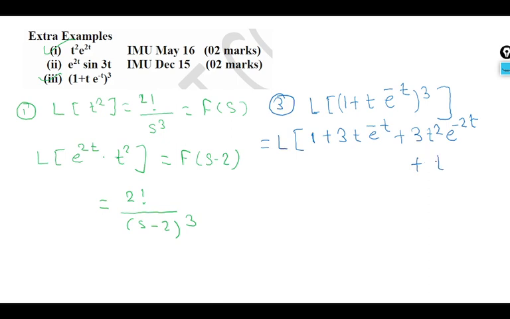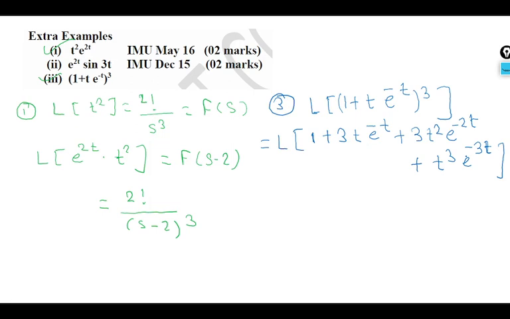So this is the term by term expanded. This is a cube plus 3a square b plus 3a b square plus b cube. Here a is 1, so a square is 1. b is e raised to minus t, so b square is e raised to minus t whole square, which is e raised to minus 2t only. Similarly, b cube is e raised to minus 3t.